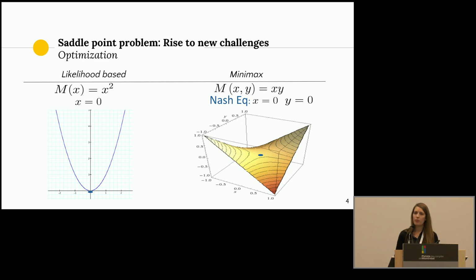So here we have a comparison between the likelihood-based case and a saddle point problem. On the left-hand side, we have a simple likelihood problem with a solution at 0. And on the right-hand side, we have a saddle point problem. So here, x and y are scalars, and the first player is controlling x and is trying to minimize the value, and the second player is controlling y and is trying to maximize the value. And here the value is just the product of the two, which makes this game a simple convex-concave game, and it actually has a solution. The Nash equilibrium is at 0, 0.